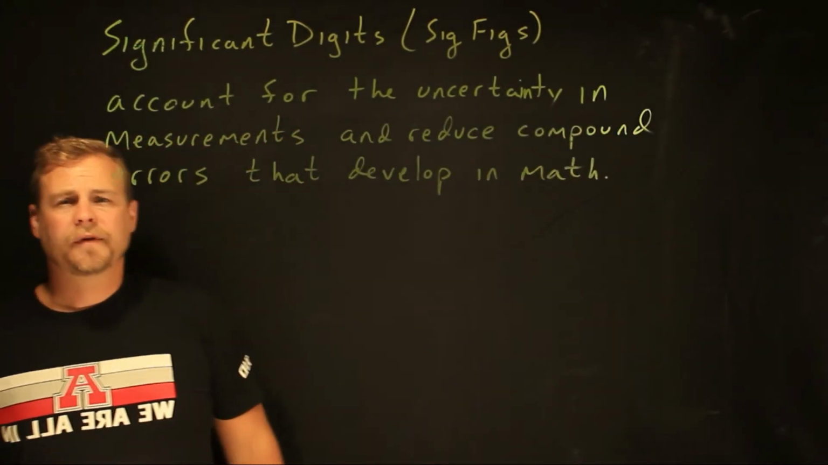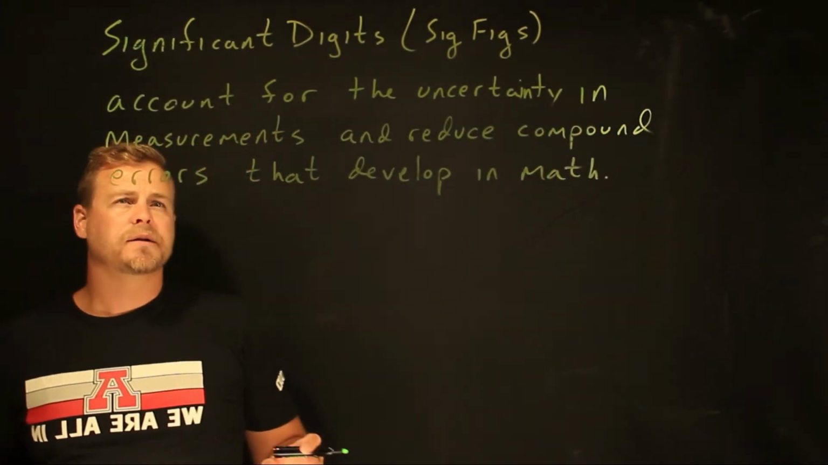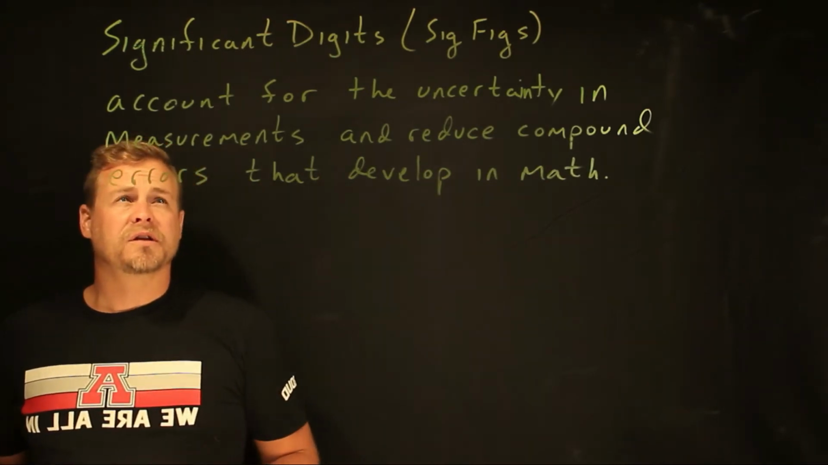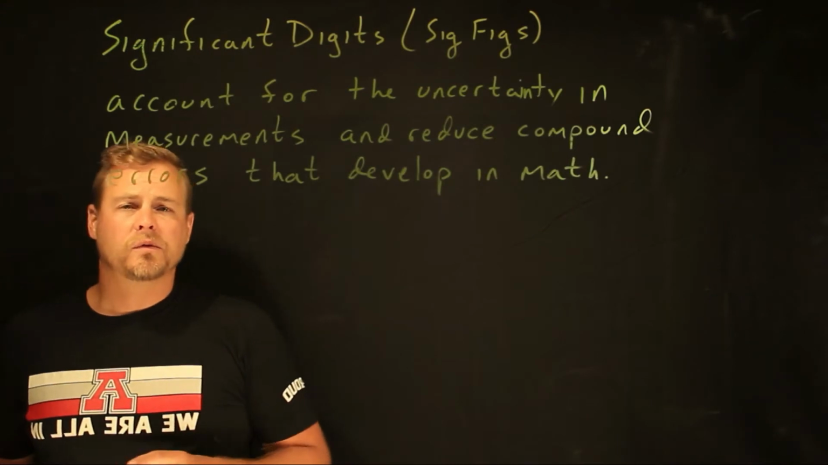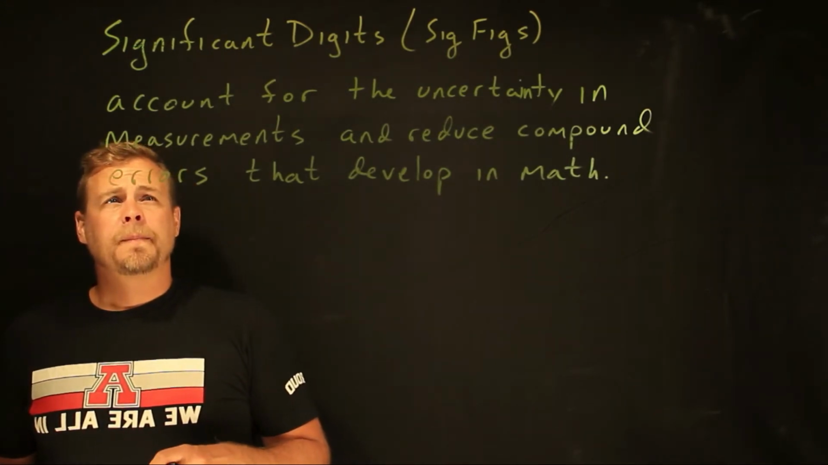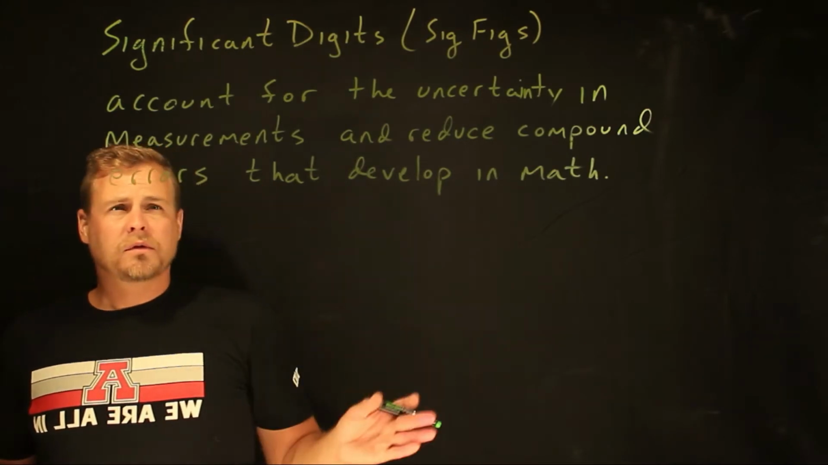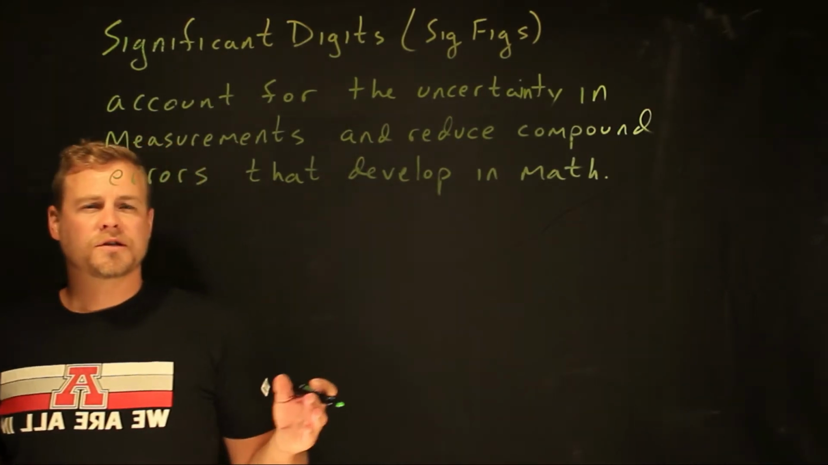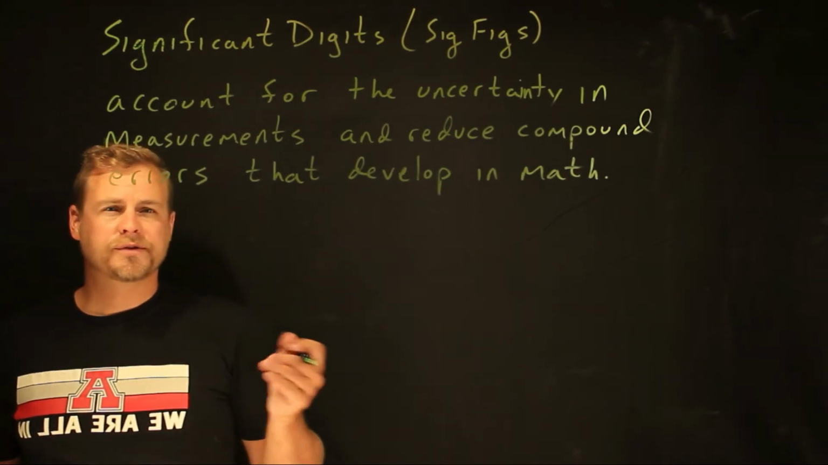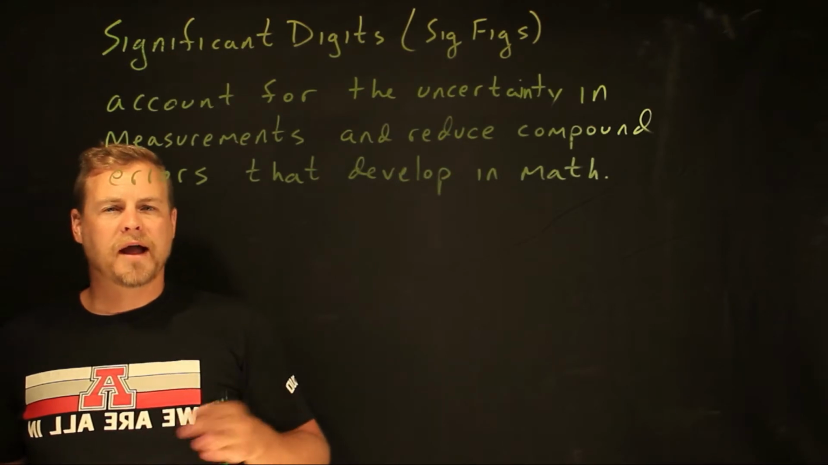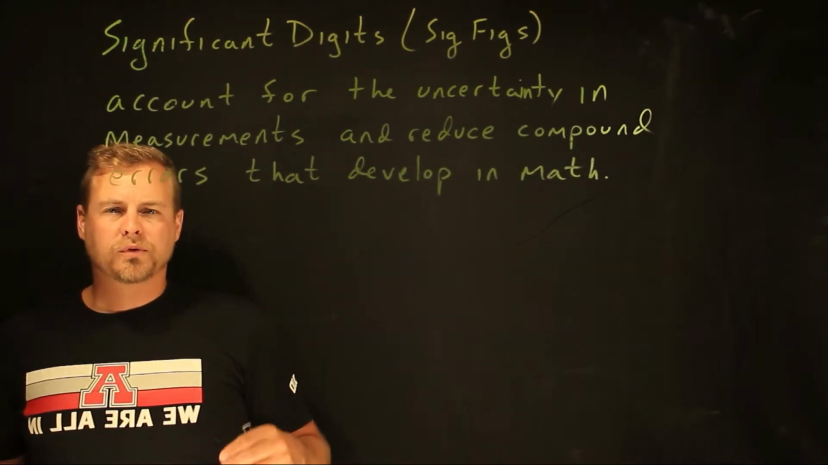So significant figures are really important to understand. We will use them off and on in class. If you're an AP student watching this, we're going to need to get very familiar with these because the AP test loves sig figs. Okay, but the general idea of significant digits or sig figs is that they account for the uncertainty in measurements, and they can reduce compound errors that would develop as you multiply or divide or add or subtract multiple numbers that you've measured.